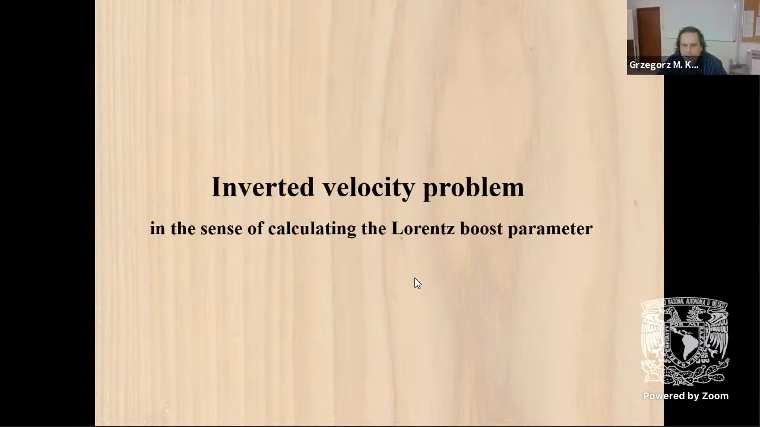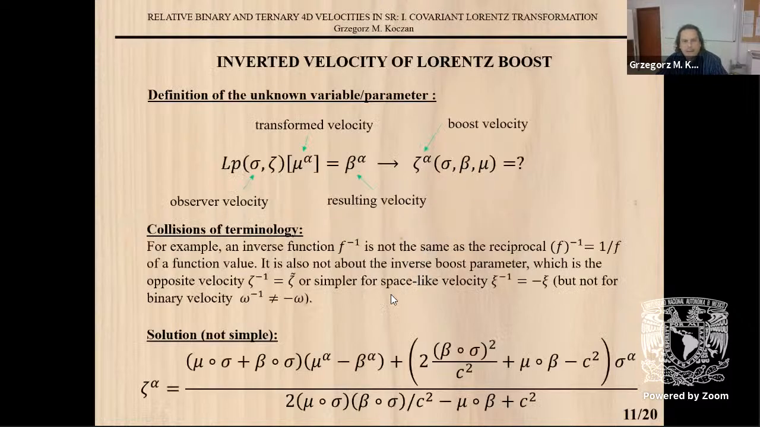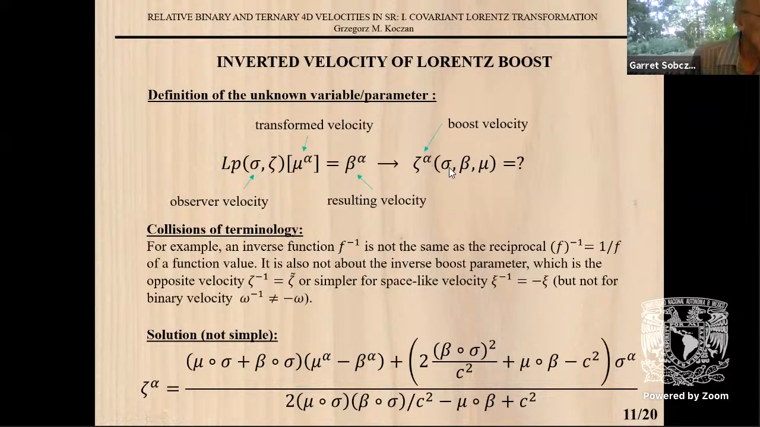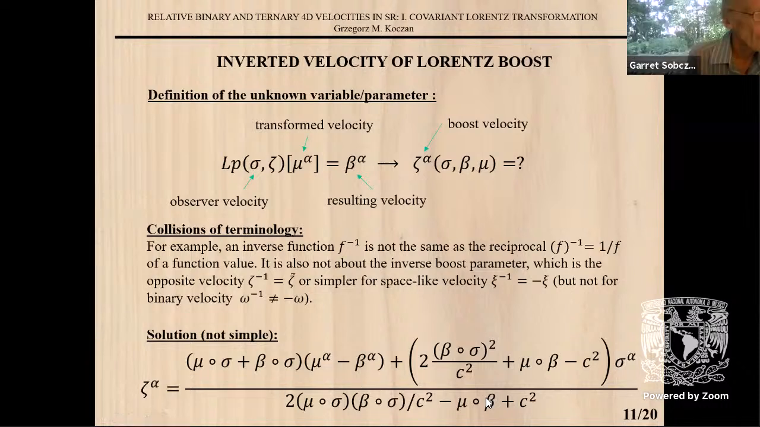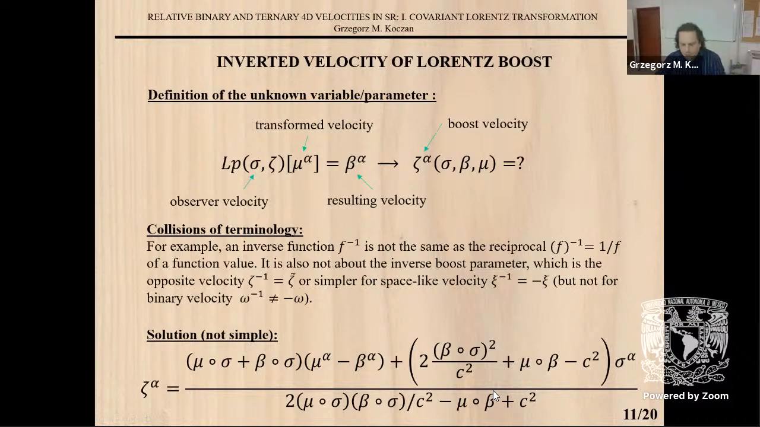The inverted velocity problem, in the sense of calculating the Lorentz boost parameter. It's based on the covariant Lorentz transformation. If we have a Lorentz transformation of velocity mu to velocity beta, we ask about the parameter zeta. Zeta is the unknown variable parameter which we must derive as a solution of this equation, which depends on three velocities: sigma, beta, and mu. The solution of this equation is done here. We see this is not simple, but very important.